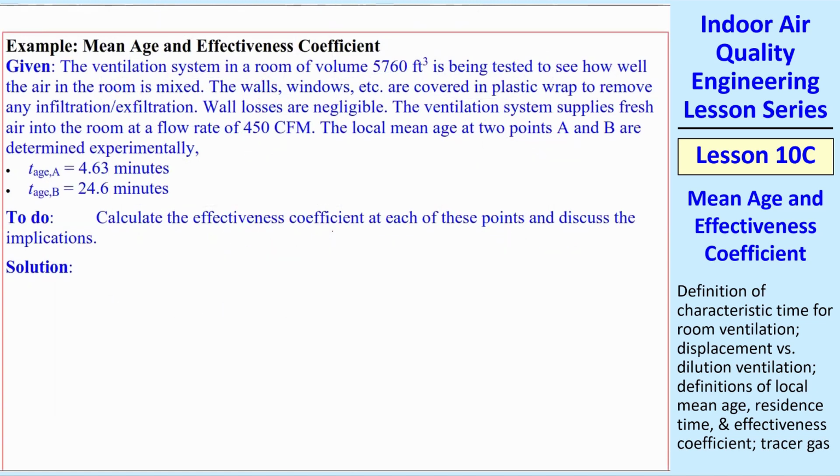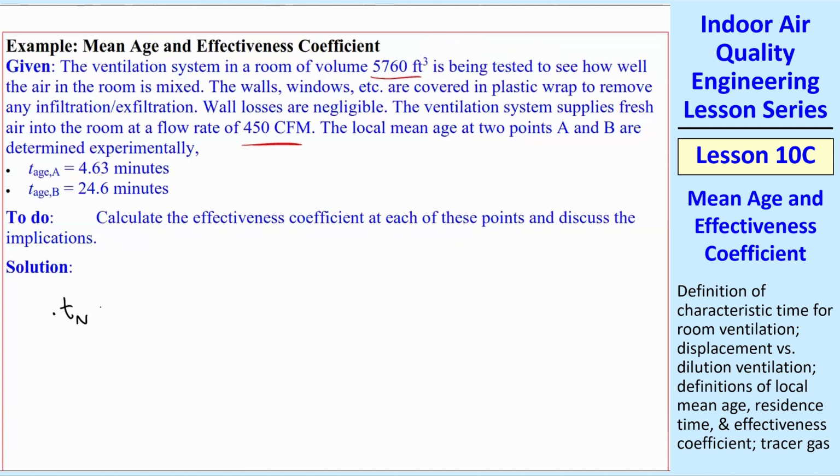Let's do a quick example. We have a ventilation system in a room. I give the volume, and we cover this whole room in plastic wrap to remove any infiltration or exfiltration. Wall losses are negligible in this room. We supply 450 CFM into the room, and we use helium or SF6 the way we talked about to measure TH at A and B. And these are the values given. Well, let's calculate the effectiveness coefficient and then discuss the implications of it.